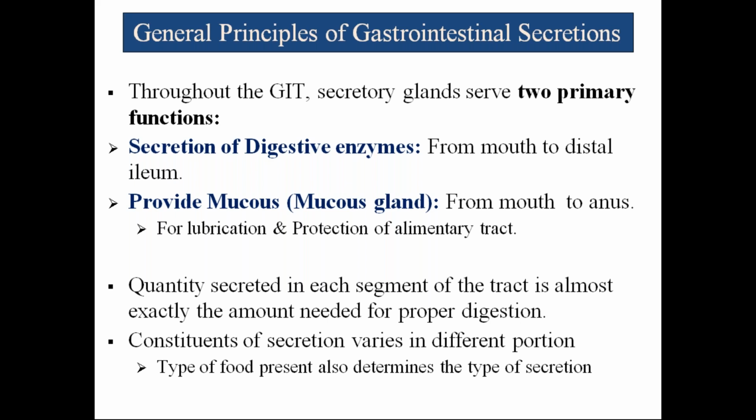Another general principle is that the constituents of secretion will vary in different portions, and even the type of food which you ingest is going to determine what the secretion is to be. Suppose you have taken in a fatty meal, it is not that you ingested a fatty meal and so protein enzymes will be secreted more. Since a fatty meal is ingested, you need the enzymes which are required for digestion of fat. Those are the enzymes which are going to be secreted by our gastrointestinal system.